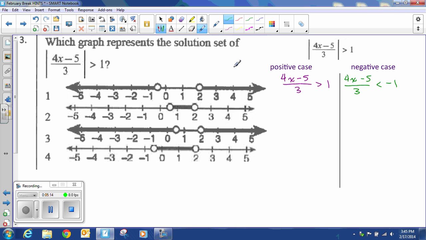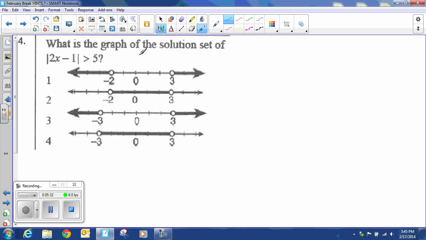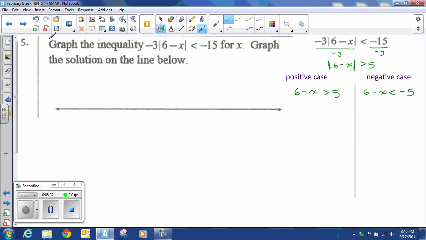Number 3, I've gotten you started here. As you can see, we have the positive case and the negative case, and I went ahead and showed that you have to reverse the inequality here as well when you do the negative case to get your -1. Number 4, same deal, just like number 3 and 2. Number 5, graph the inequality, -3 times absolute value of 6 minus x is less than -15 for x. Graph the solution on the line below.